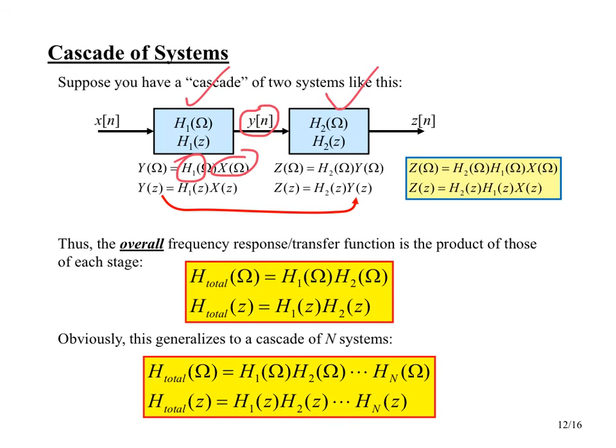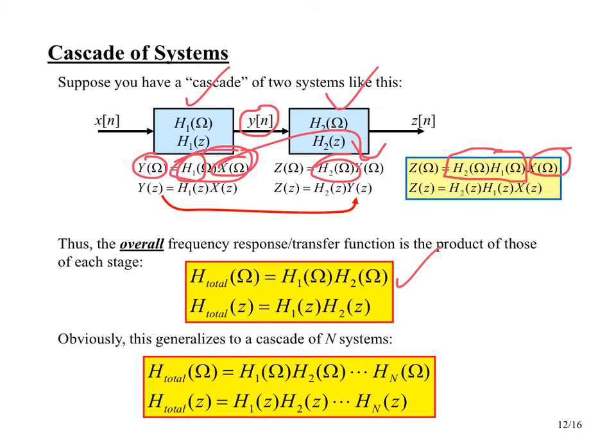Then we take that and we apply Y of omega multiplied by H2. So Y gets applied to H2, but if we plug in H1X for Y, we end up getting something that looks like this. So X gets affected by an effective system that is the product of H1 times H2. So if we have two cascaded systems, the total frequency response or transfer function is just the product of the two individual systems' results.